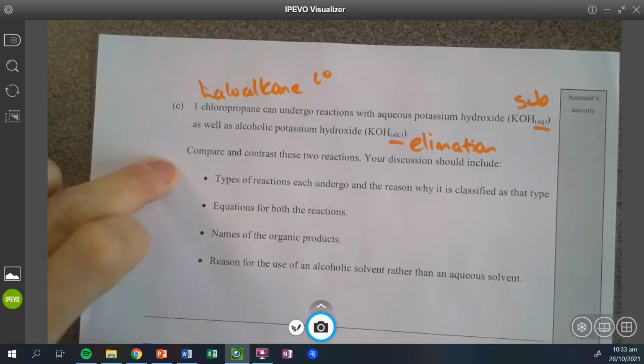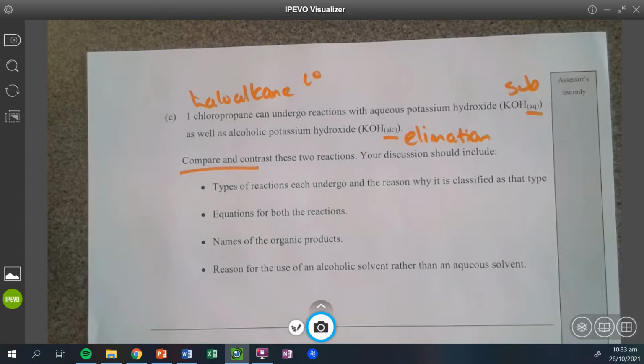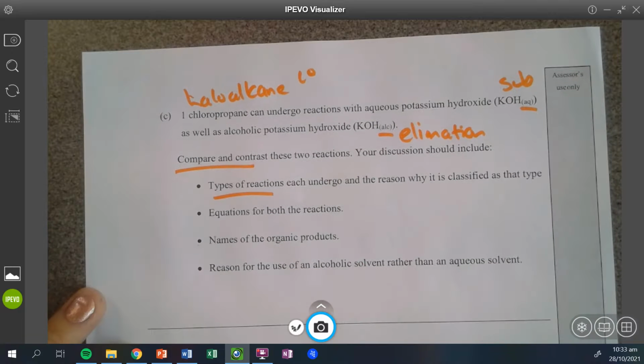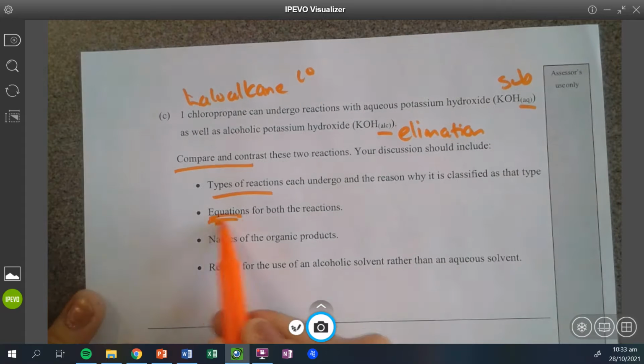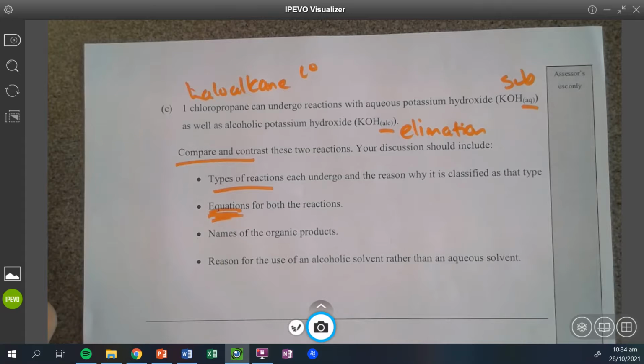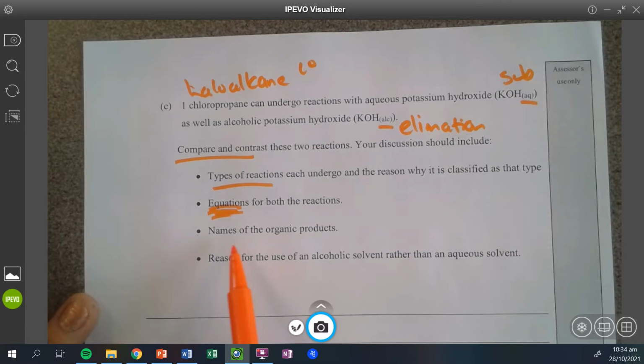For this, they want you to compare and contrast. Compare and contrast are key. Make sure you're using those linking words. I want to see however, but, although, those sort of things. It usually is in the excellence point. Your discussion should include types of reactions, equations. Everybody forgets about the equations and then they don't get excellence. Names of the organic products and reasons for the use of alcoholic solvent rather than the aqueous solvent.